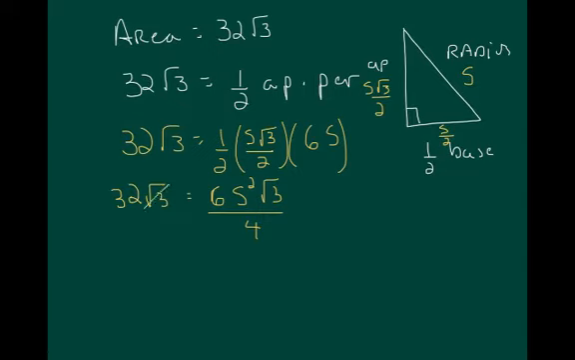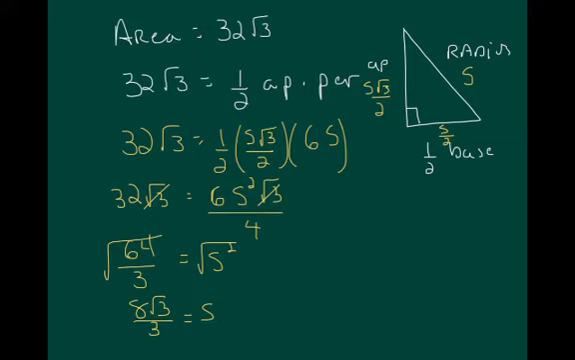Let's cancel out the root 3's, because that's easy. We can multiply both sides by 4, divide both sides by 6, and we'll get s squared equals 64 over 3. If I take the square root of both sides, I get 8 root 3 over 3 is equal to the side. Not the span, but the side.